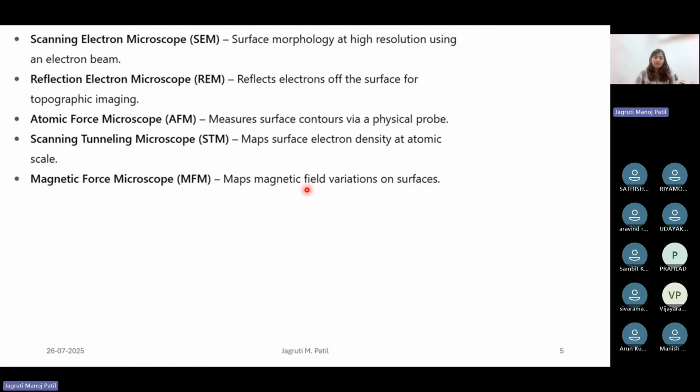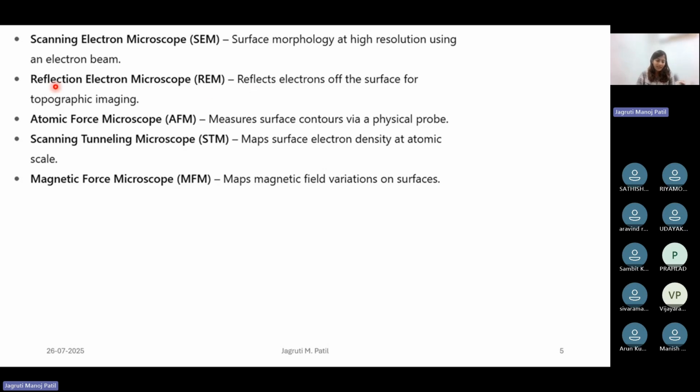Okay. Just to give you detail: with scanning electron microscope, you'll see a surface resolution. Then there is something called reflection electron microscope, where electrons reflect off the surface and you see the topography of the surface. In scanning electron microscope, you see the morphology and the topography of the surface.